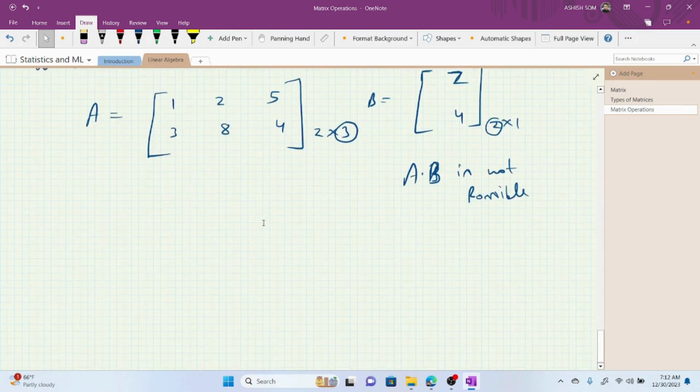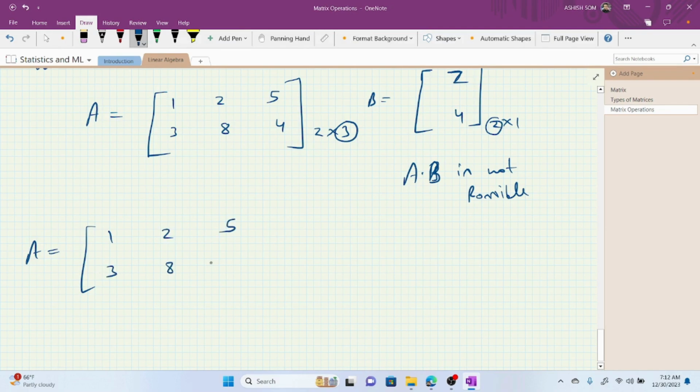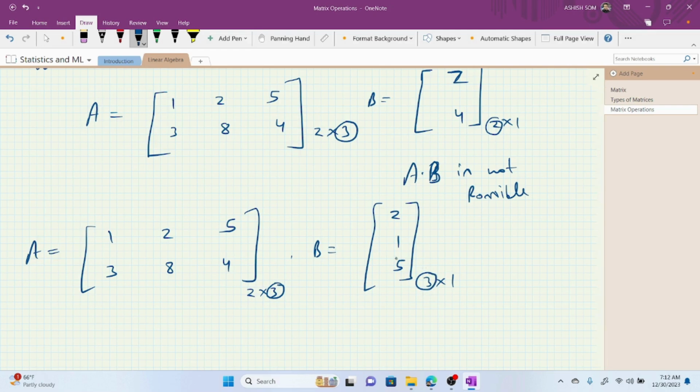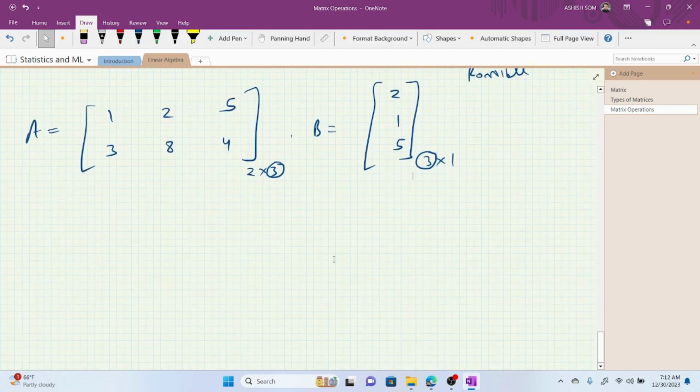Now, if I have the matrices like this, suppose the A matrix remains the same, 1, 2, 5, 3, 8, 4, and then the B matrix looks like this, 2, 1, 5. So it is a 2 by 3 matrix and here we have a 3 by 1 matrix. Now the number of columns in the first matrix is equal to the number of rows in the second matrix. Now here dot product is possible. Now the question is how it is going to be performed. Dot product we also call the row by column multiplication.